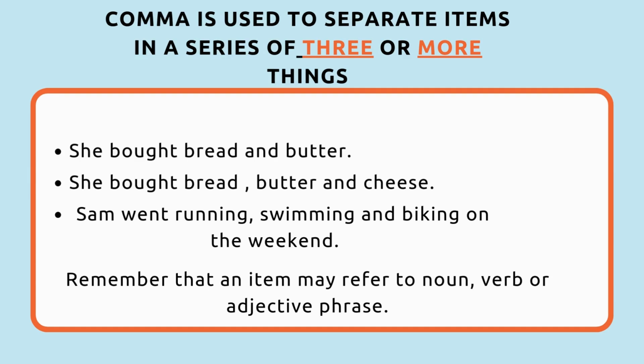For example, she bought bread and butter. Here we don't need to put a comma because only two items are discussed. She bought bread, butter and cheese. In this sentence, we'll place a comma after bread. Sam went running, swimming and biking on the weekend. Remember that an item may refer to a noun, verb or adjective phrase. Come to the next use of comma.